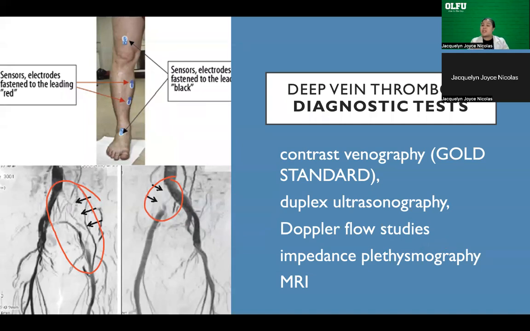Now you can also do ultrasound, okay, Doppler flow studies, impedance plethysmography. Okay, ang impedance plethysmography, it actually uses electrical monitoring. It measures the blood flow of the veins of the leg. So it will really help you identify if there is deep vein thrombosis. Then of course, MRI. But again, among all of these, let's stick with the gold standard, kasi scientifically proven to be effective in identifying the presence of DVT among clients.